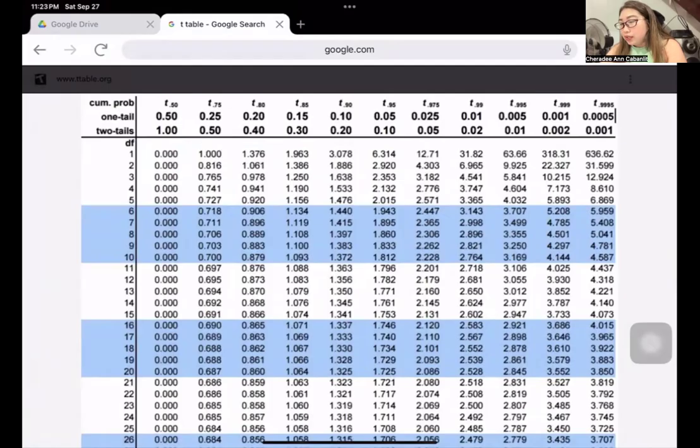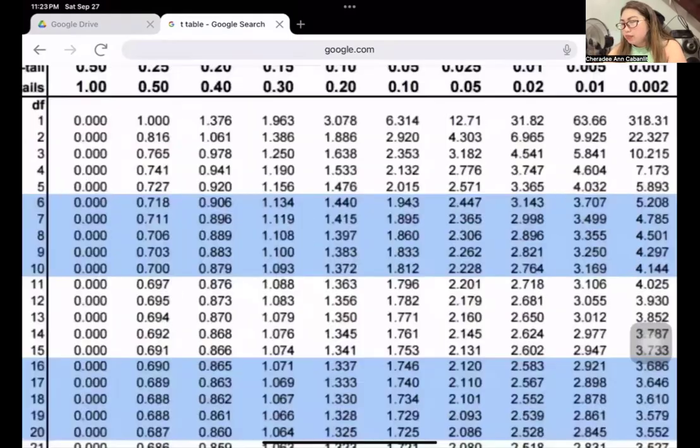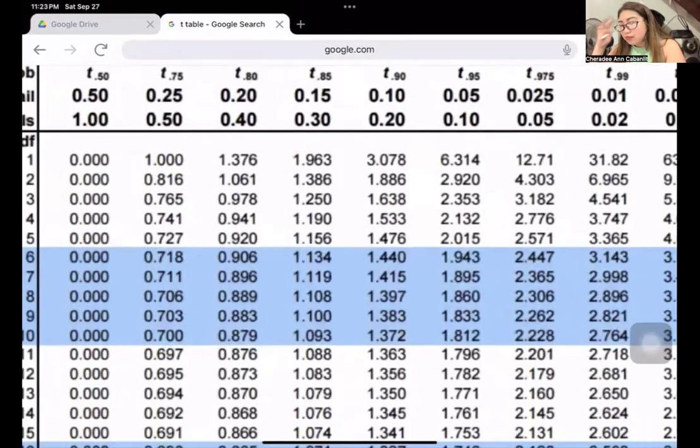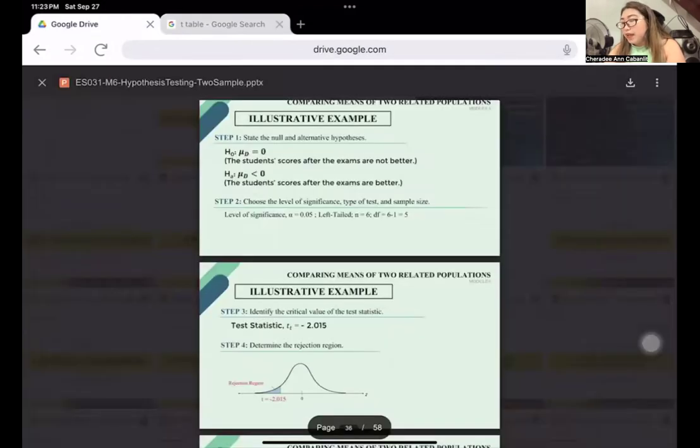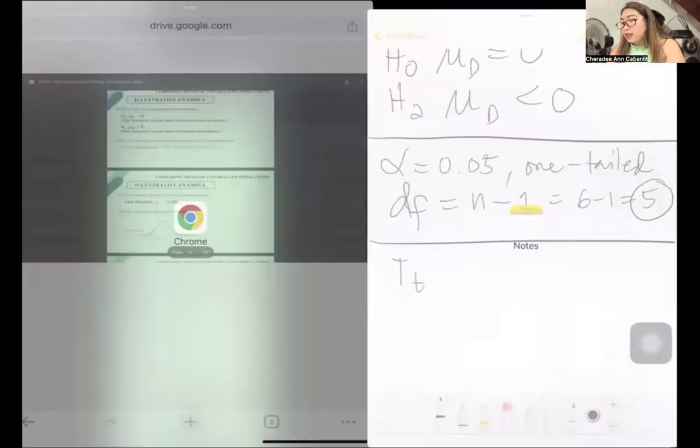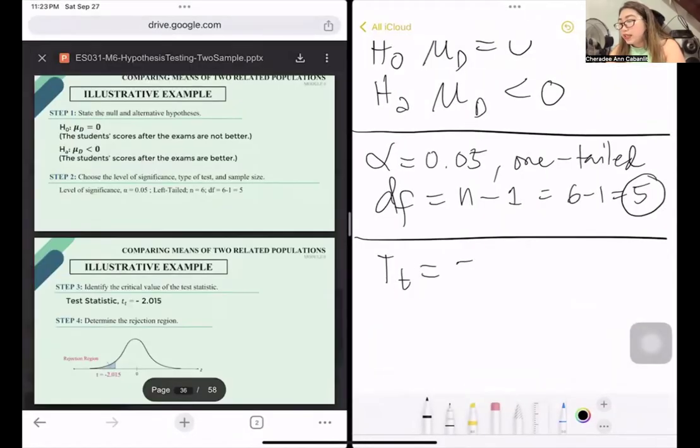Since this is 0.05 one-tailed, you look here, and then look at 6. Okay, wait a moment, 0.05 one-tailed. Here, degrees of freedom. Earlier I made a mistake. Degrees of freedom is 5, not 6. Okay, 1.943. The degrees of freedom is 5, so 2.015. So that's correct. So going back, therefore the t table value is negative 2.015.